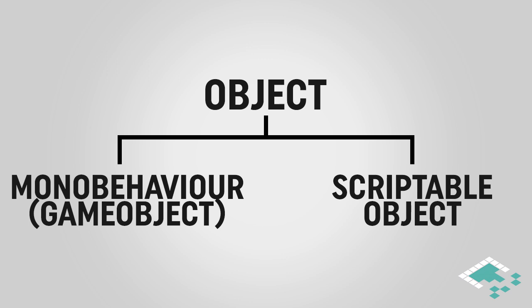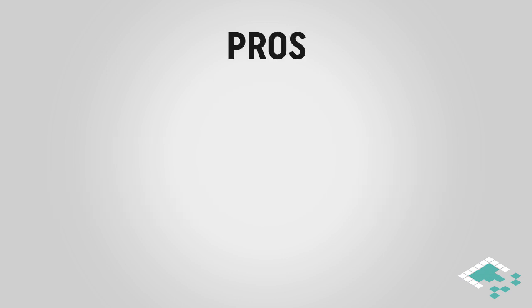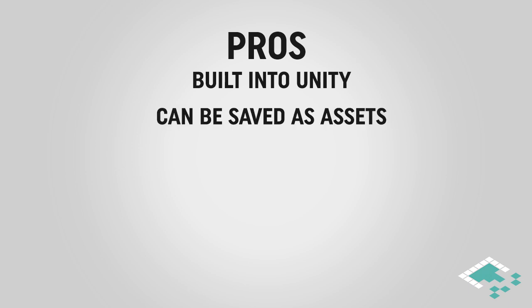So some of the pros of scriptable objects: first off, they're built right into Unity, so they're very well maintained, and you can interact with them very easily in Unity. They can also, one of the biggest benefits of them is they can be saved as assets. And what that means is that you can create a scriptable object, almost like a little mini file inside of your project, and you can update that and you can save that as you're working on your game.